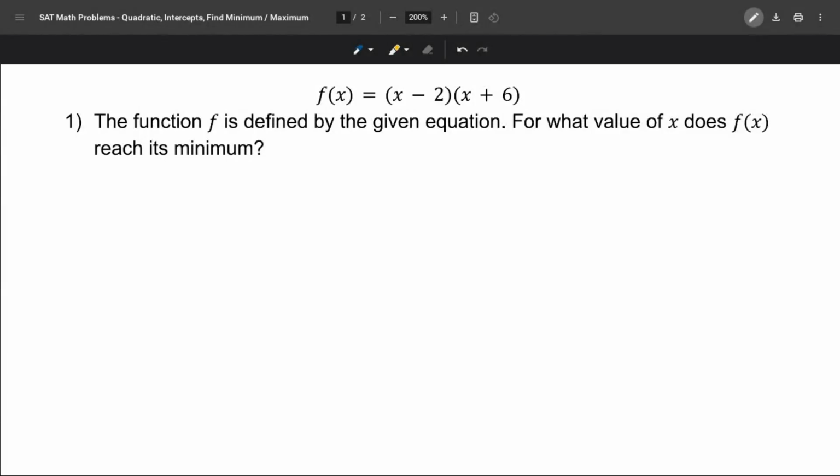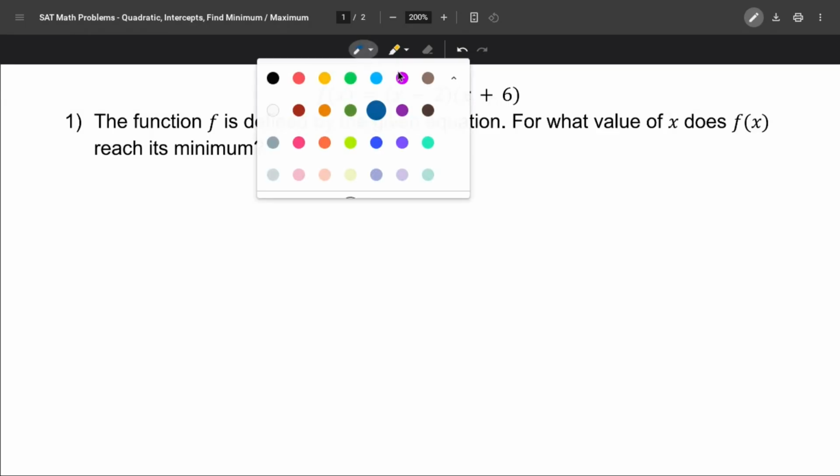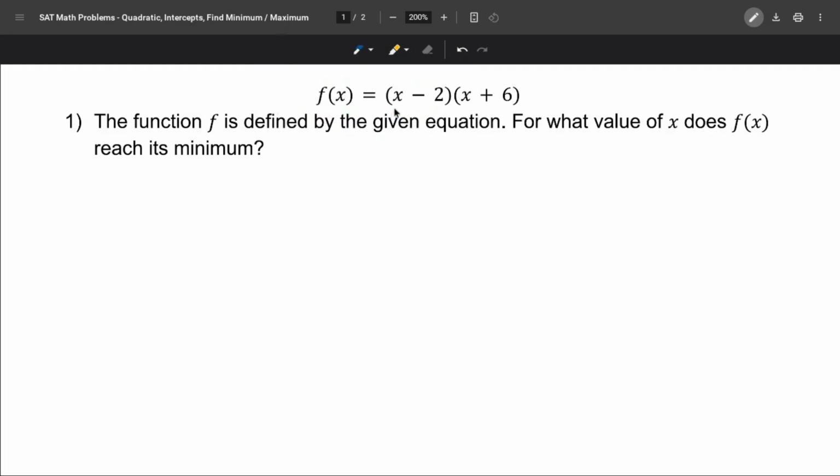In this video, we're going to go through SAT style problems where you're given a quadratic function written in factored form and you've got to find either the minimum or the maximum. Let's take a look at problem 1. It says f of x equals the quantity x minus 2 times the quantity x plus 6. So each of the factors here are x minus 2 and x plus 6.